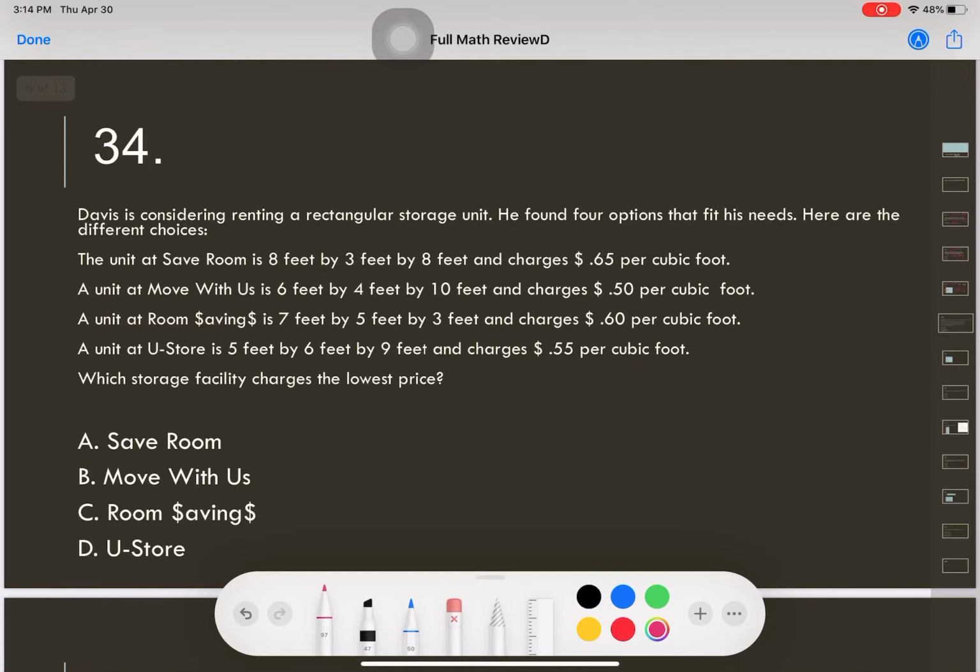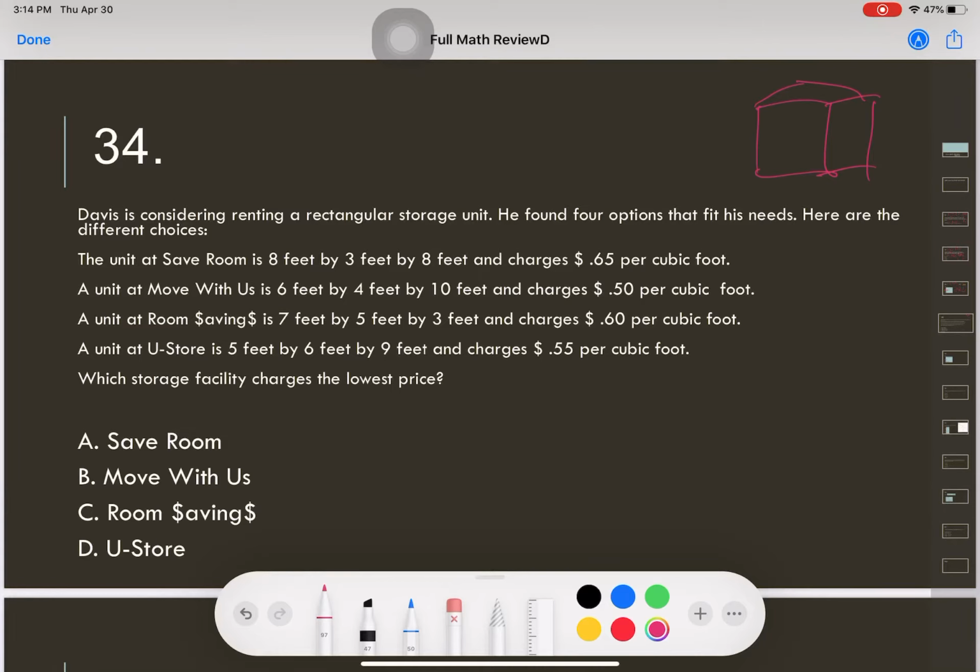Davis is considering renting a rectangular storage unit. He found 4 options that fit his needs. Here are the different choices. I really like this question because you really have to do the work to figure out which one is which. Just eyeballing it is not going to get it. Thank goodness each of these is a rectangular box.